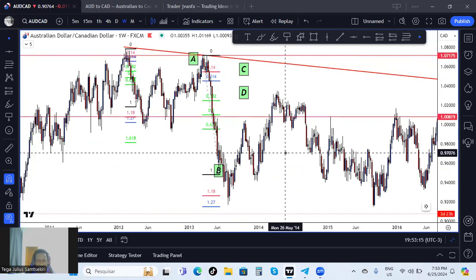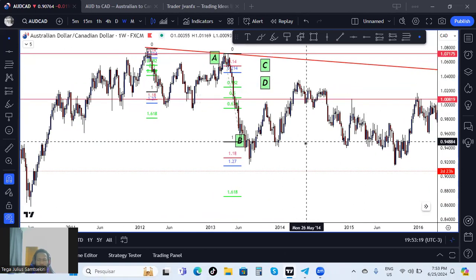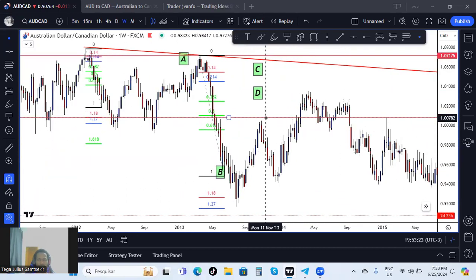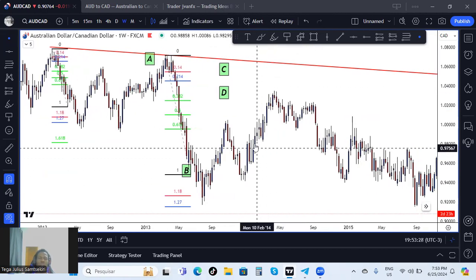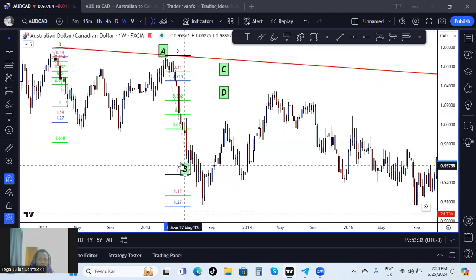Now, where is the C? Right here. The C has to be the highest high. So I'm going to take this line off. The C has to be what? It has to be the highest high. A, B, right here.